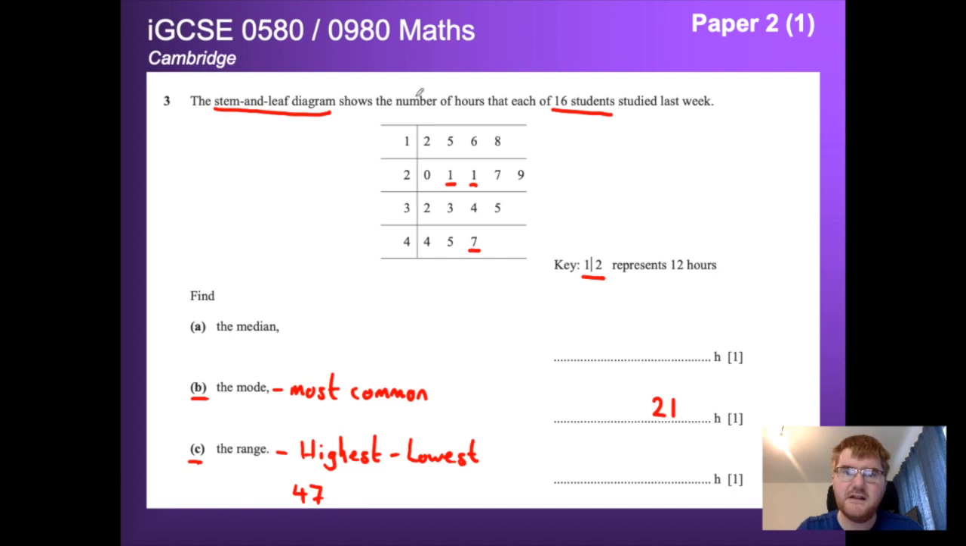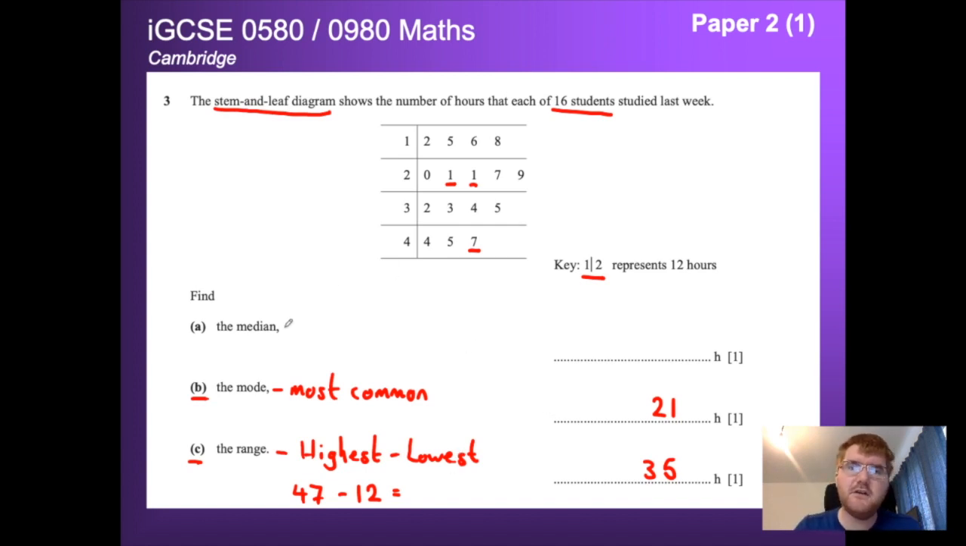And then what's our lowest number? Well, that's 12. And we do 47 minus 12. And if we work that out, we'll get the answer of 35. I'd say 34. It's not 34, it's 35. Again, this is a calculator paper. Use your calculator, check these things in the exam.